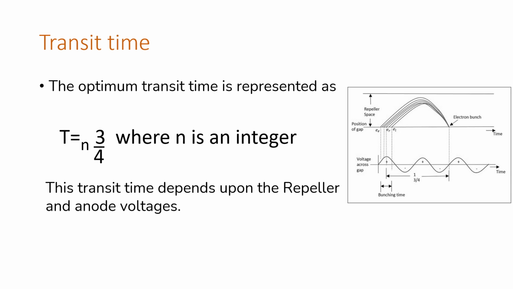To calculate the transit time, we use the formula T = n + 3/4, where n is an integer. N + 3/4 is in the form of a mixed fraction, and usually we know that transit time depends upon the repeller and anode voltage. And a diagram here shows the bunching process. Here the x-axis represents the time and the y-axis shows the distance travelled by the electrons inside the tube.